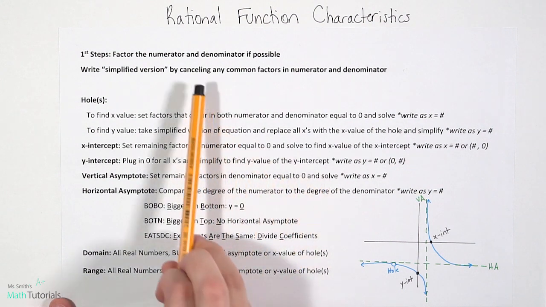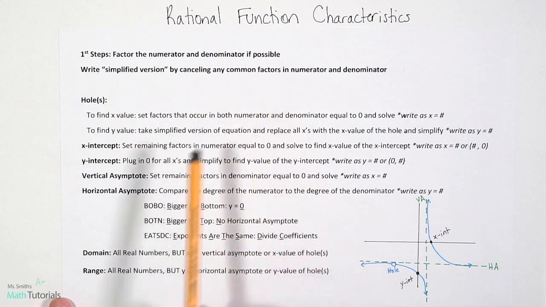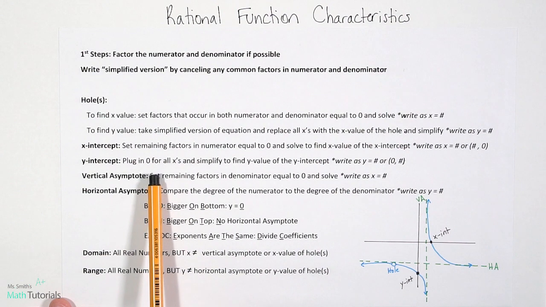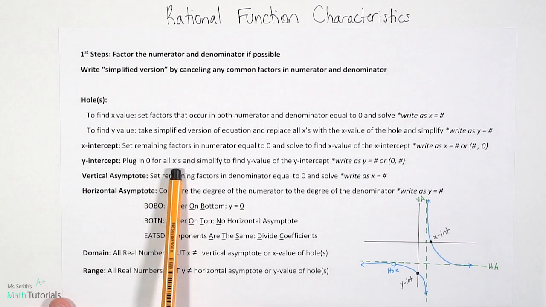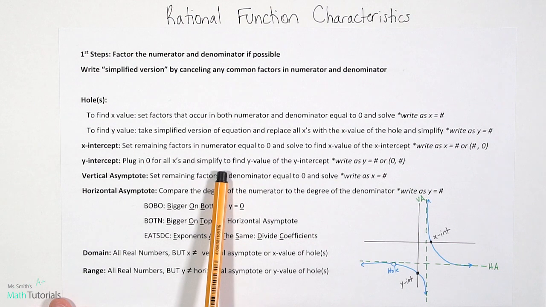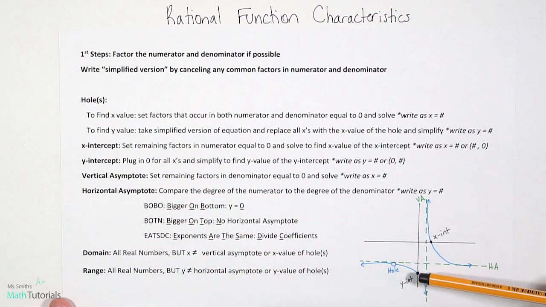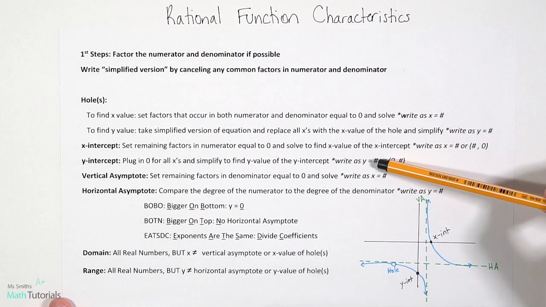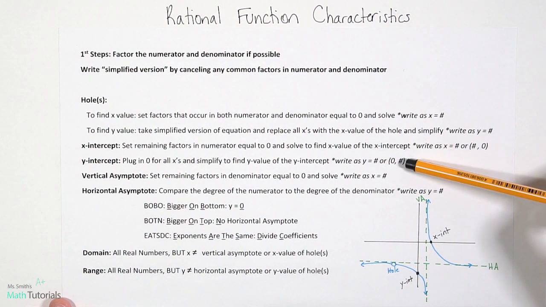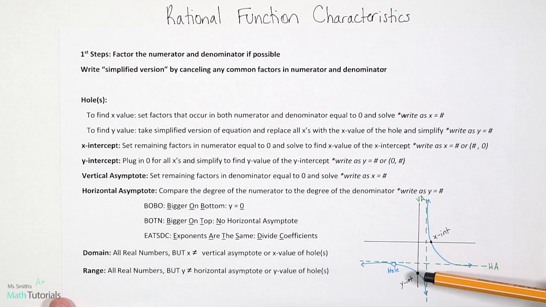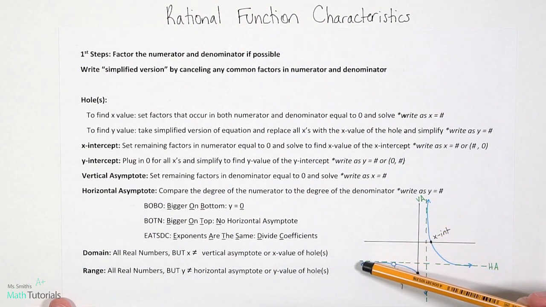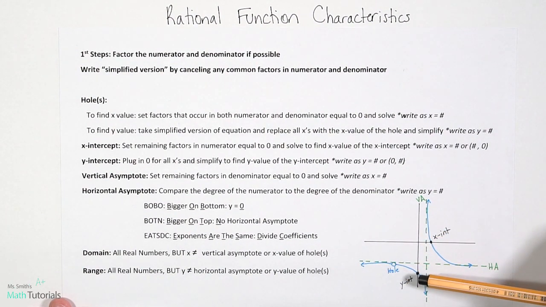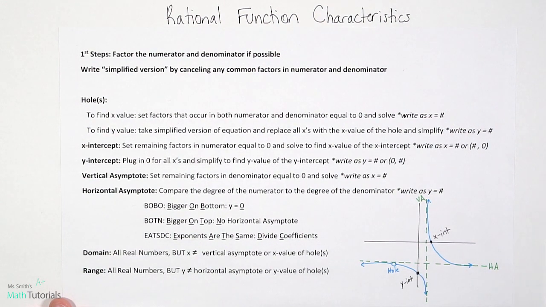So again, this is after we've canceled any common factors. Whatever we have left in our simplified version, we just plug in 0 for all the x's and we simplify it. That's going to tell you where your y-intercept is. And you could write that as y equals whatever the number is, or you could write it as a coordinate point on the graph, that the y-intercept falls at 0, comma, whatever, right? And here's the y-intercept right here. We're looking at where the blue line crosses the y-axis.